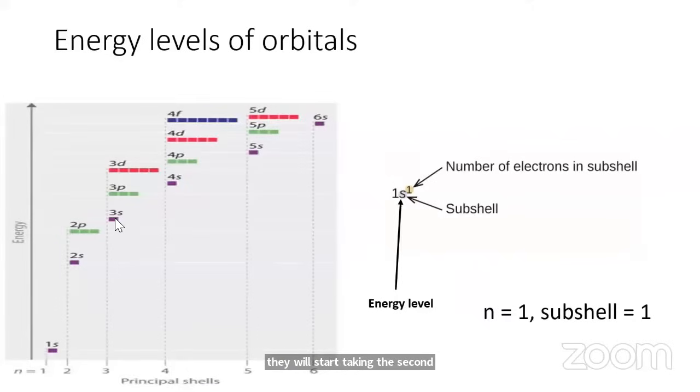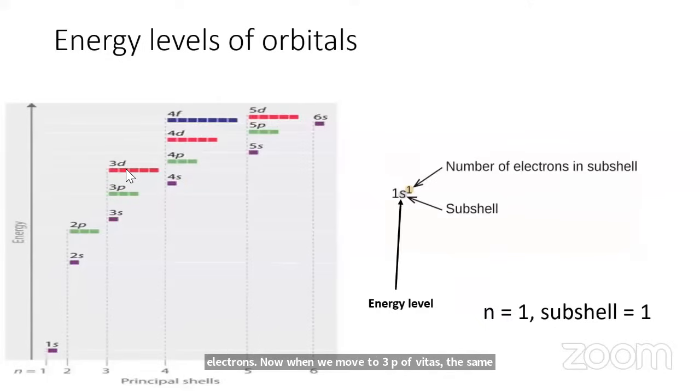Now for n equal to 3, remember we have s, p, and d orbitals. The s orbital, we know, holds just 2 electrons. Now when we move to the 3p orbitals, the same thing that happens in the 2p happens: the 3 degenerate p orbitals will take electrons singly and so on and so forth.